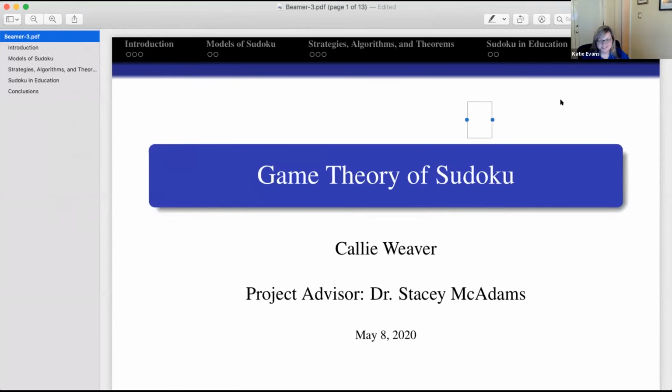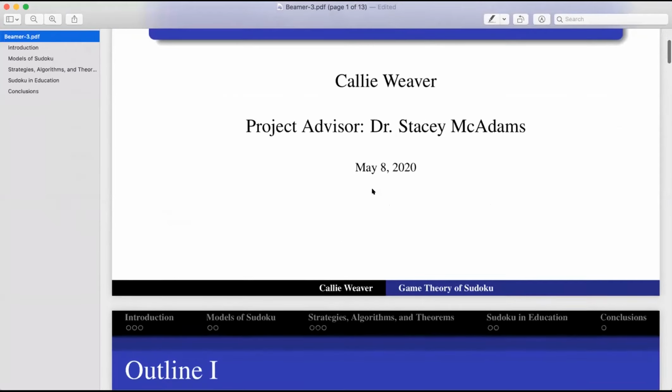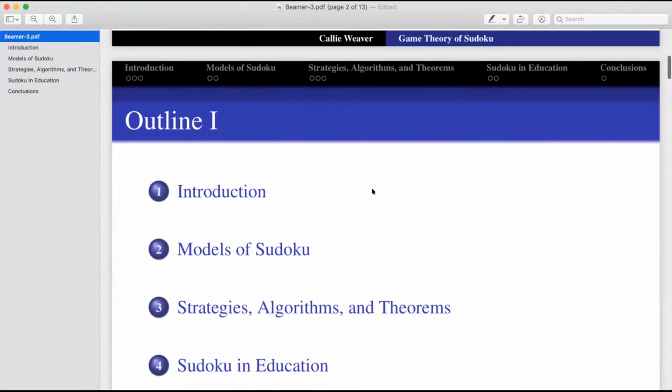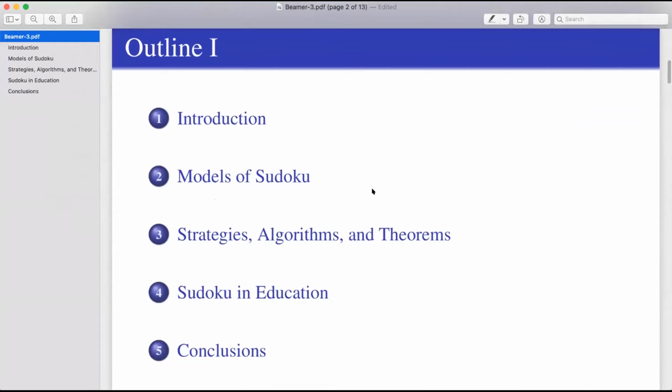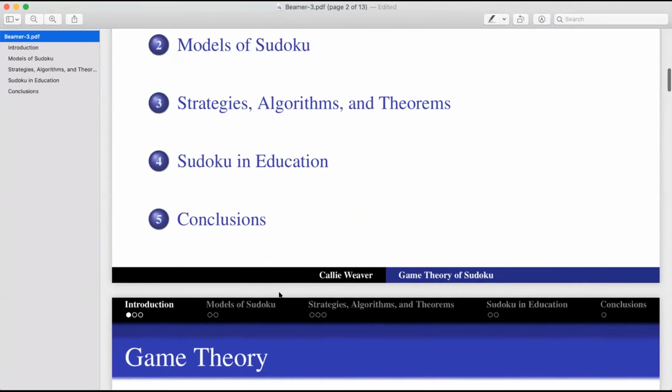Okay. My name is Callie Weaver, and my project advisor was Dr. Stacey McAdams, and we were discussing the game theory of Sudoku. Here's a brief outline of what I'm going to talk about today. It goes over the introduction, some models of Sudoku, strategies, algorithms, and theorems. Also, while talking about how Sudoku in education can be used as a tool, and some conclusions.